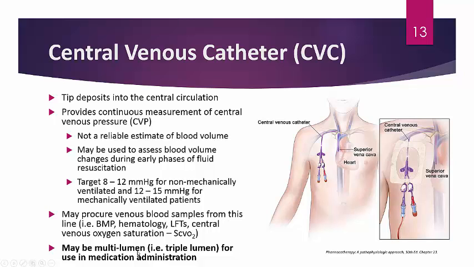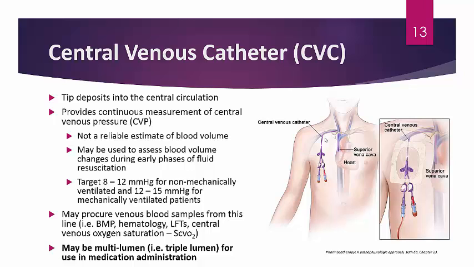Some benefits of having a CVC, or a central venous catheter, is that you may actually procure venous blood samples from this line, such as your BMP, your hematology labs, LFTs, and other things. But you can also get something called a central venous oxygen saturation, or an ScvO2. Essentially, that is the percentage of oxygen that returns back to your heart after oxygen has been extracted from the arterial circulation.